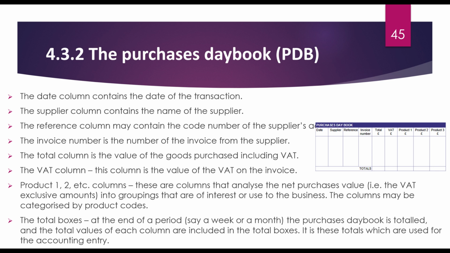Product 1, 2, etc. columns. These are columns that analyze the net purchases value, i.e. the VAT exclusive amounts, into groupings that are of interest or use to the business. The columns may be categorized by product codes. The total boxes. At the end of a period, say a week or a month, the Purchases Daybook is totaled, and the total values of each column are included in the total boxes. It is these totals which are used for the accounting entry.